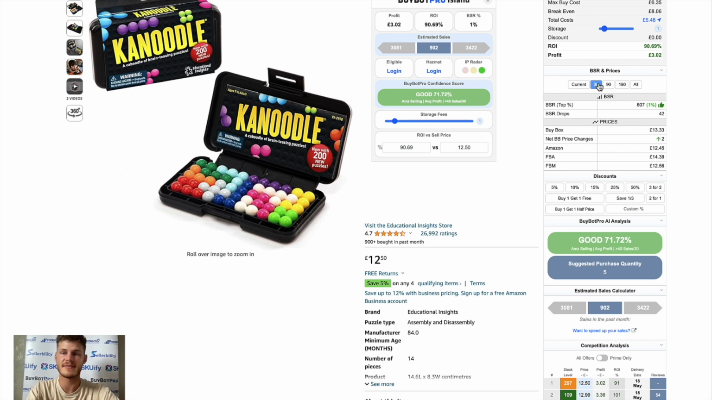Ultimately, it's a great way of assessing key data quickly, and that's what BuyBotPro is all about, helping you get an in-depth analysis of an item and fast.